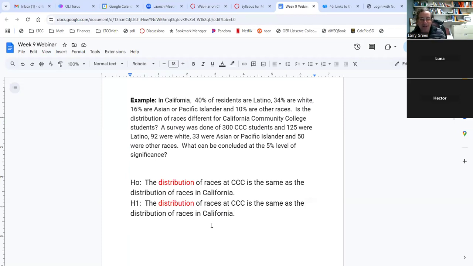Rephrase the wording? Yeah, in particular, we're going to add one word in it. The distribution of races at California Community College is not the same. Isn't that easy? And the great thing about an online class is everything is done on the computer, so you can copy and paste all you want, and it saves a lot of time. Do you agree? So the H1 will be: the distribution of races at California community colleges is not the same as the distribution of races in California.